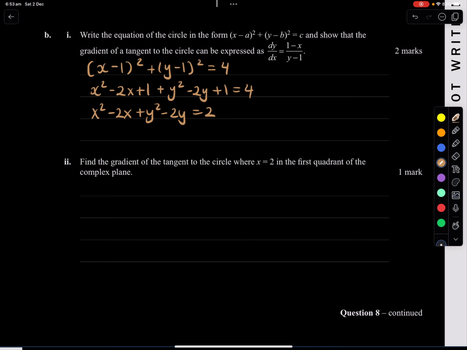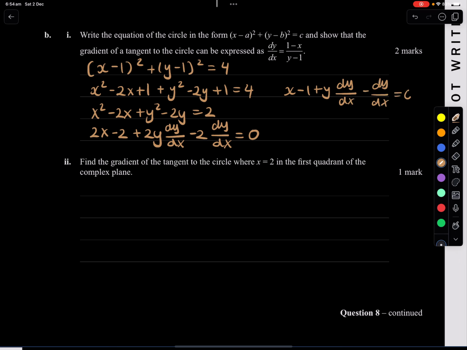And now imagine deriving using implicit differentiation here. If I differentiate this in terms of x, it's going to be 2x minus 2 plus 2y. Because we differentiate in terms of y, we have to multiply by dy dx. Also this one, minus 2, we also multiply by dy dx. The derivative of a constant is 0. So we got this. Can you see how they all have a common factor of 2? We can get rid of that 2, so it's just x minus 1 plus y dy dx minus dy dx equals 0.